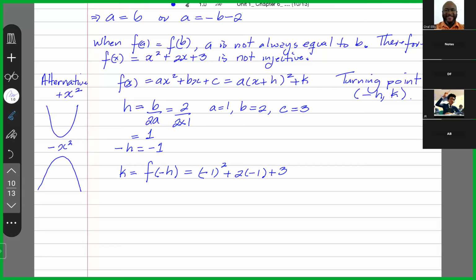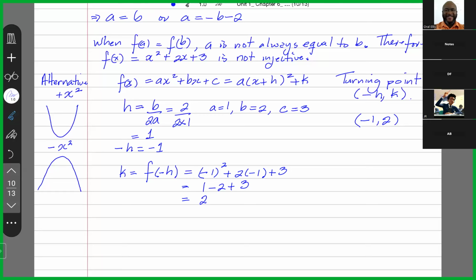So minus h, k. Why do I feel like I made a mistake somewhere? But let's just continue. This is 1 minus 2 plus 3. This looks as if it is what, 2? So this is telling me that minus 1, 2 is my turning point. I'm feeling like I made an error somewhere, so I'm checking.